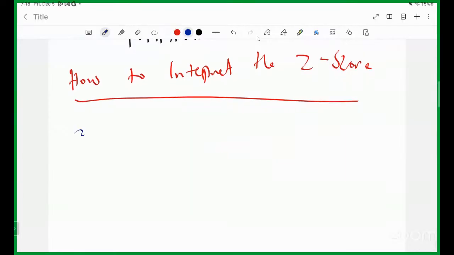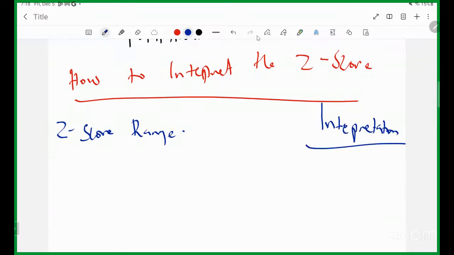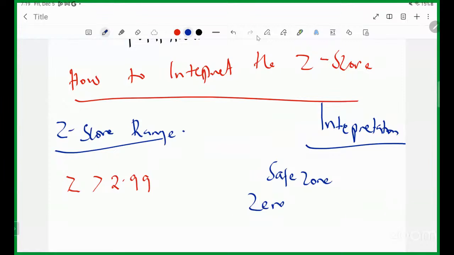Now, he said that we are going to have a z-score range, and then we are going to have the interpretation here. So how does it work? If you compute your Z, and your Z is greater than 2.99, you are in a safe zone. In fact, that's how you interpret, that's how you advise them. They are in a safe zone. It means that there are zero chances of bankruptcy.